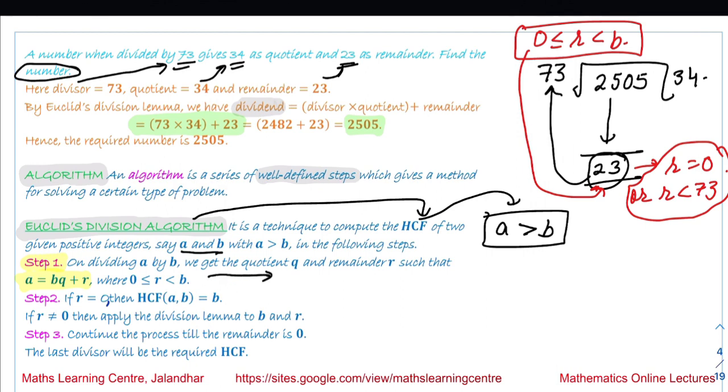Why does this happen? This is just the statement of the division lemma. So we divide A by B and we obtain the values of Q and R. If R is equal to 0, then the HCF of A and B is B. There are two cases: when we solve these values, either we get R equal to 0 or R between 0 and B. If R is 0, then the process is complete and the HCF of A and B is B. Now if R is not equal to 0, then we apply the division lemma to B and R. We will explain this in our next steps.